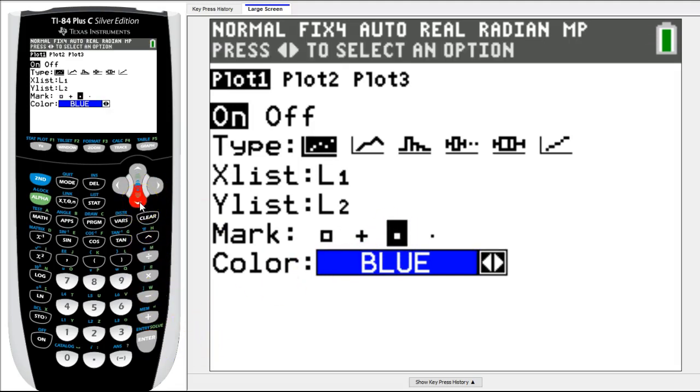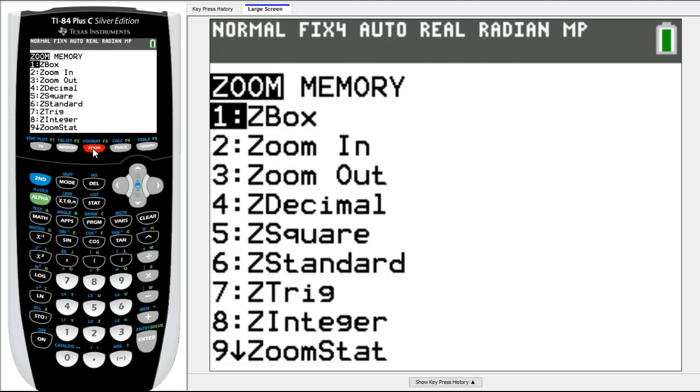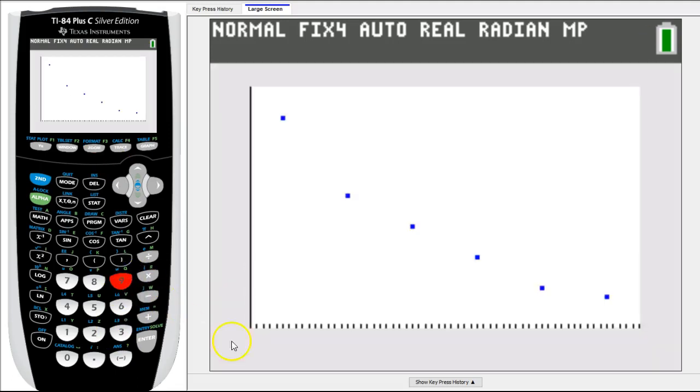Then I'm going to go ahead, and it honestly doesn't matter what I hit. I'm going to click on number 9 for ZoomStat, and here is our plot. Now, hitting that will fix my window to whatever you need it to.